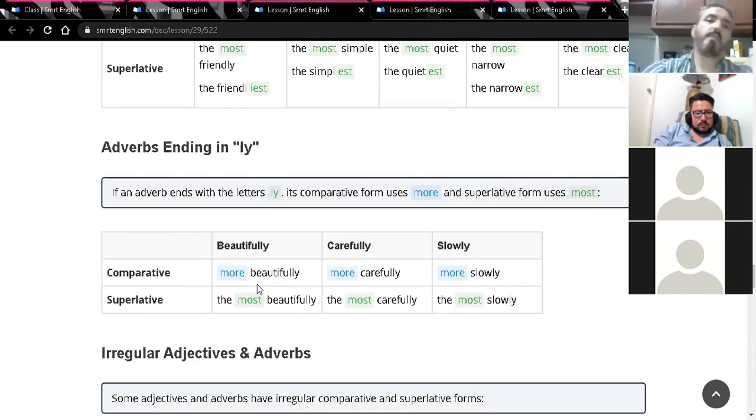Now, adverbs ending in ly. We're talking about adverbs, don't get confused, okay? Adjectives describe nouns, and adverbs describe verbs. So if an adverb ends with ly, its comparative form uses more. For example, more beautifully, more carefully, more slowly, the most beautifully, the most carefully, the most slowly. In this one, we are talking about an action. In the previous one, we were talking about a thing, about a person, about a noun.